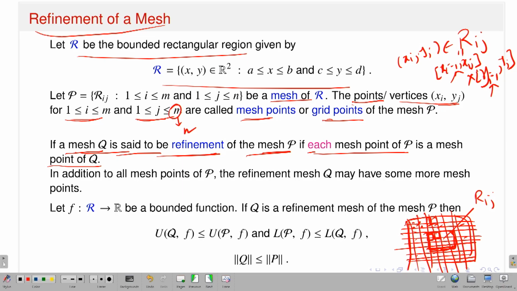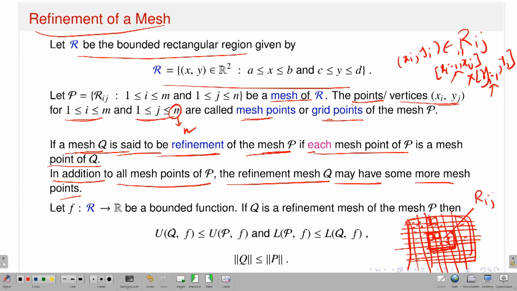In other words, what I am trying to say is that, of course, all the mesh points of your earlier partition P are mesh points of Q, that is okay. But look, this is another point. These are extra mesh points which were not mesh points of your partition P. In addition to all mesh points of P, the refinement mesh Q may have some more mesh points, and it is expected, because you have Rij, you take another partition of your cell Rij, and you have done it for all Rij, i running from 1 up to m and j running from 1 up to n.